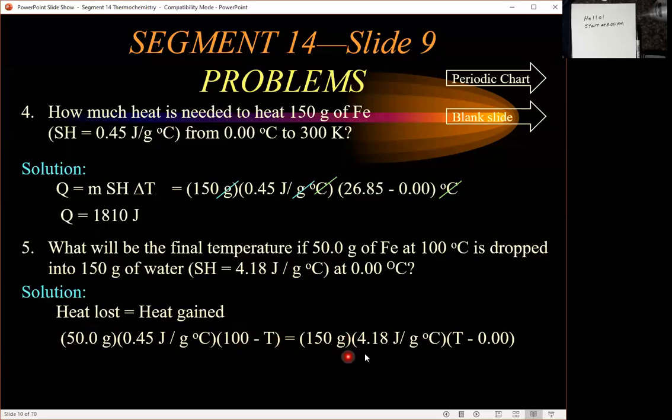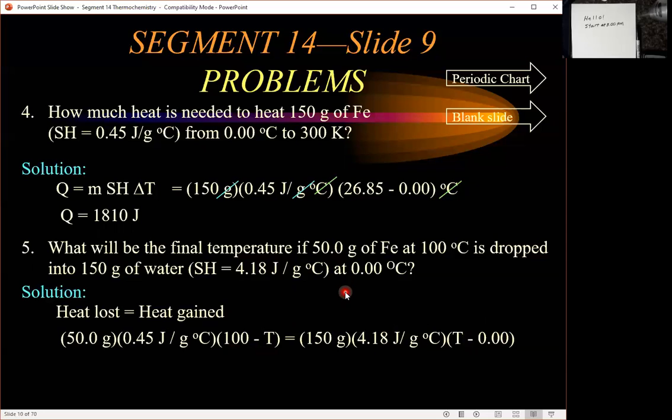Here's my 150 grams of water. That's its heat capacity there. Its temperature change: it started at 0 and goes up to a value greater than 0. So T minus 0 will also be a positive number. Now, if you set it up this way, you don't have that minus sign out here, and you don't have this thing flipped around. I'm going to always take the little number subtracted from the big number every time.